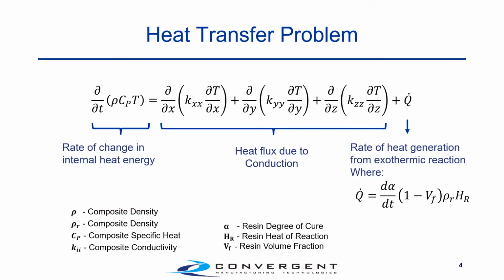To calculate the temperature of the part during production, we could use this heat transfer equation to calculate the rate of change in internal energy of the part due to the conduction in the three different directions here, as well as the heat generation from the exothermic reaction during cure. And for that, we do need all of the density, heat capacity, conductivities of the materials that have gone in, plus the cure kinetics and relative volume fractions of the constituent materials as well.